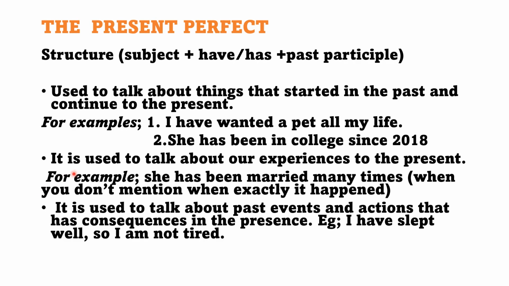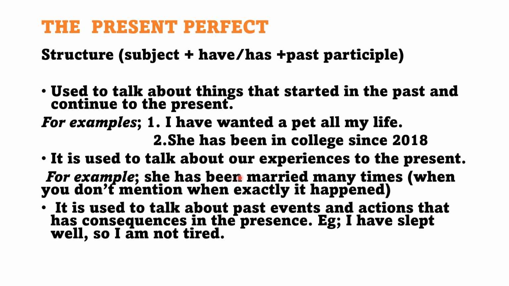And then we come to the present perfect tense. The structure is the subject plus have/has plus past participle. It is used to talk about things that started in the past and continue to the present. For example, I have wanted a pet all my life. Number 2, she has been in college since 2018.